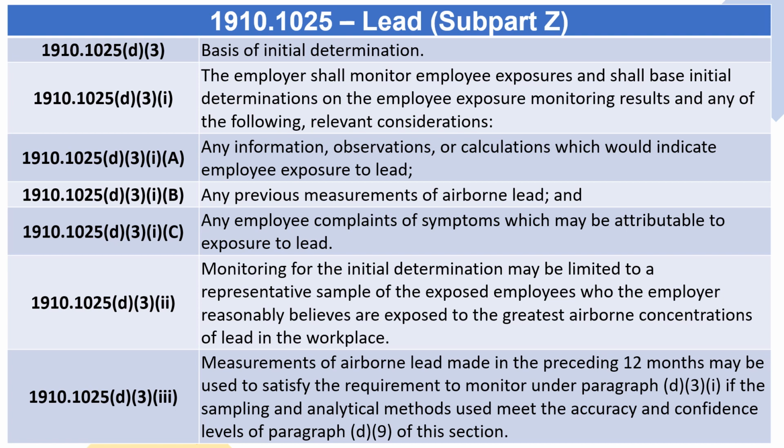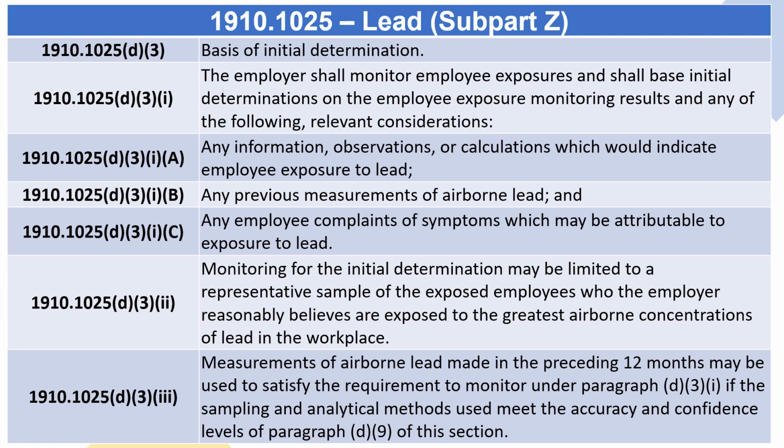1910.1025. D.3.1. A through C. Any information, observations, or calculations which would indicate employee exposure to lead, any previous measurements of airborne lead, and any employee complaints of symptoms which may be attributable to exposure to lead. 1910.1025. D.3.2. Monitoring for the initial determination may be limited to a representative sample of the exposed employees who the employer reasonably believes are exposed to the greatest airborne concentrations of lead in the workplace.